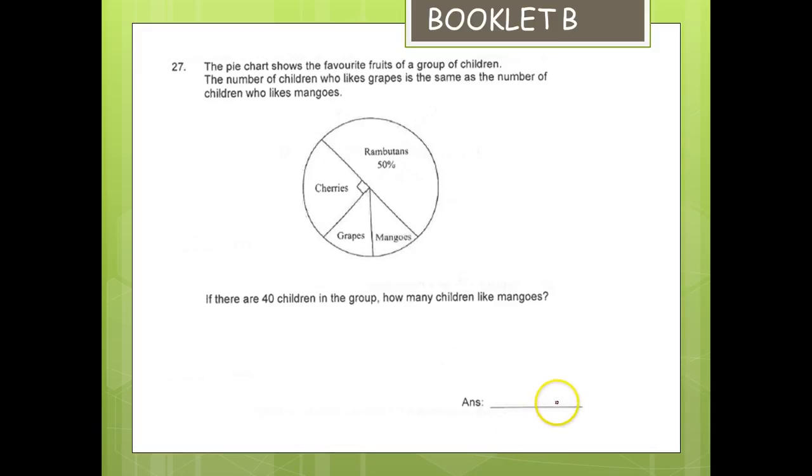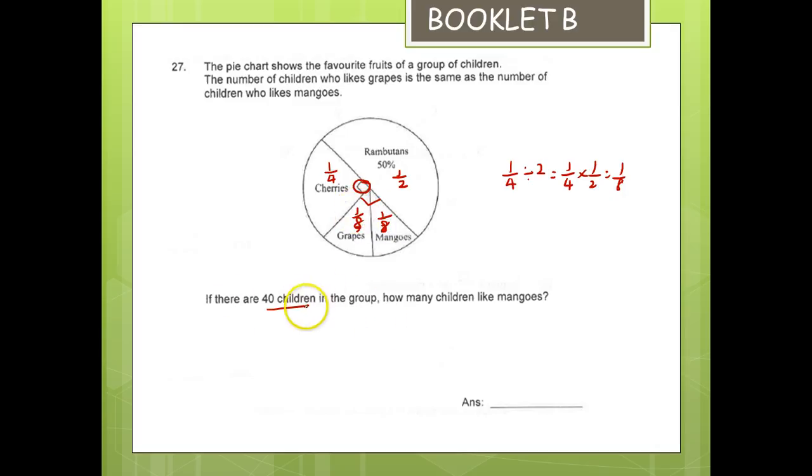27. The pie chart shows the favorite fruits of a group of children. The number of children who like grapes is the same as the number of children who like mangoes. So they are the same. This is equal to this. So I know this is 40 children in a group. This is 1/4 because this is half. Okay, this and this will be the same. So 1/4 divided by 2, because this will add up to 1/4, right? So it's 1/4 times half, which is 1/8. So this is 1/8, this is 1/8.